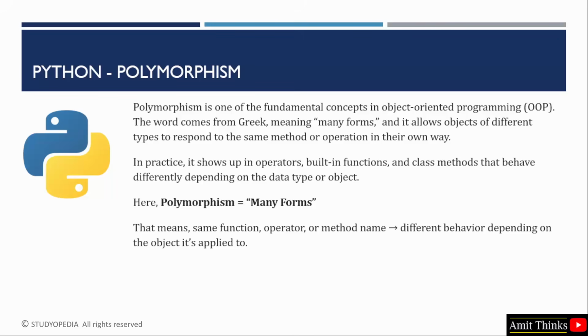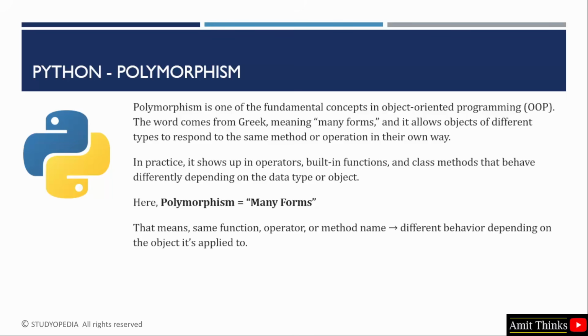So polymorphism can be considered as many forms. The word comes from Greek, which means many forms. It is a fundamental concept in OOPS. It means that objects of different types are allowed to respond to the same method or operation. We have seen some built-in functions before, and some of them were related to polymorphism only.